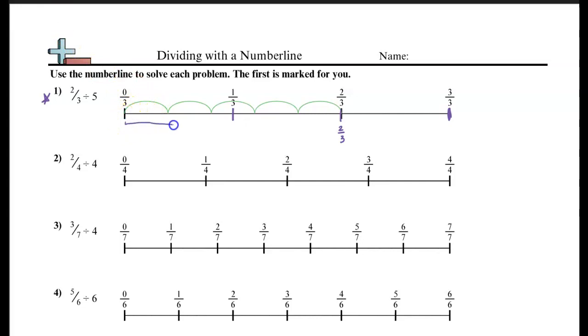Let's think about just this piece of the number line, 0 to 1/3. And I want to cut that into 5 pieces. 1, 2, 3, 4, 5. I'll do that again from 1/3 to 2/3. 1, 2, 3, 4, 5. So I'm taking my 2/3 and I'm focusing in on each of the 1/3, just like we did before. So from 0 to 1/3, I cut that into 5 pieces. From 1/3 to 2/3, I cut that into 5 pieces.